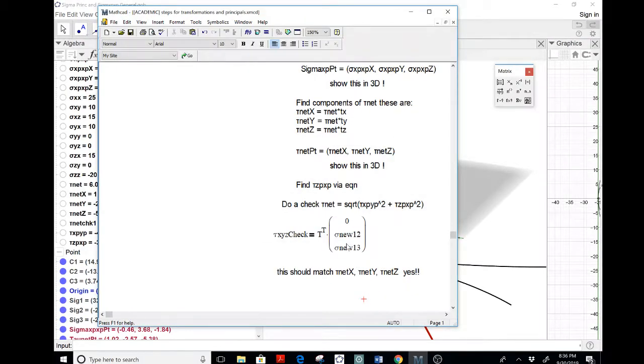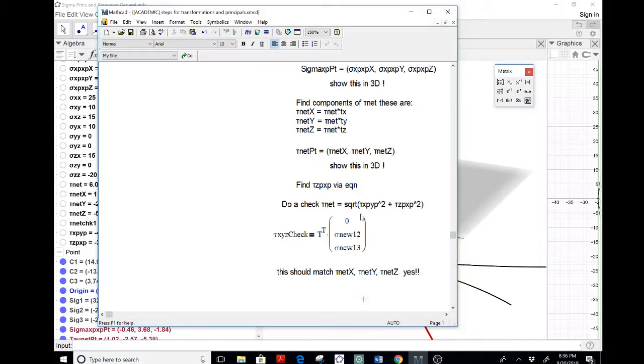Why do I want those two? Well, the x prime, y prime squared plus the z prime x prime squared, take the square root of that, that should be a minimal check. That should be tau net. If that doesn't work, you screwed up.